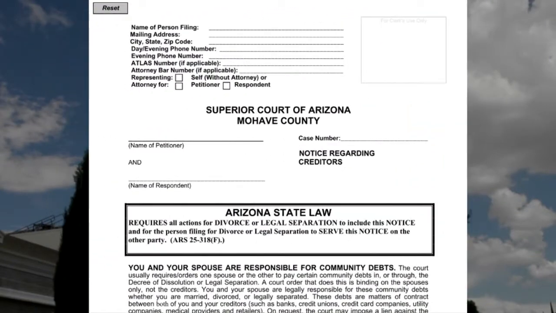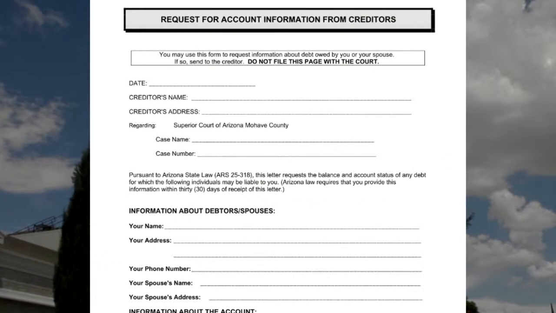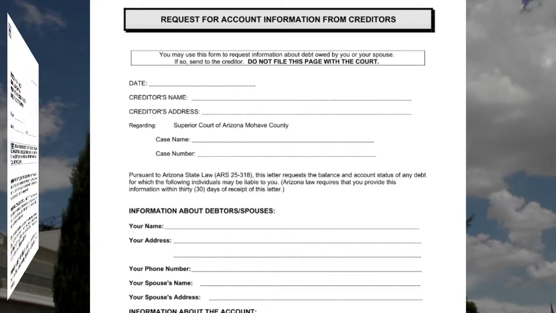Next up is the notice regarding creditors. This form is required by Arizona law, and it explains that even if a judge orders that certain debts are to be paid by a certain spouse, the order is binding only on the spouses but not the creditors. Attached to the notice is a request for account information from creditors. You can send it directly to each of your creditors to find out specific information about any debt or debts you may have so you know what you're up against.